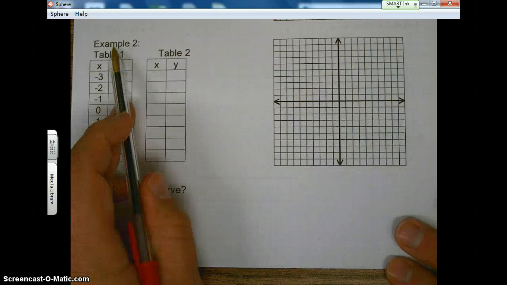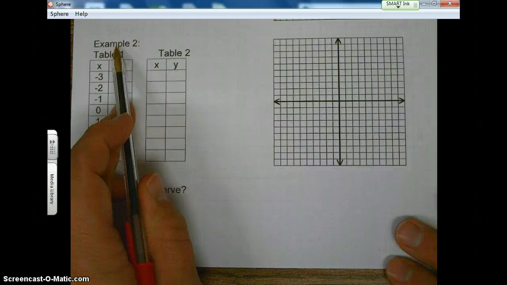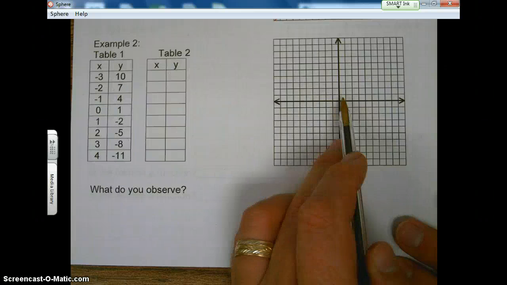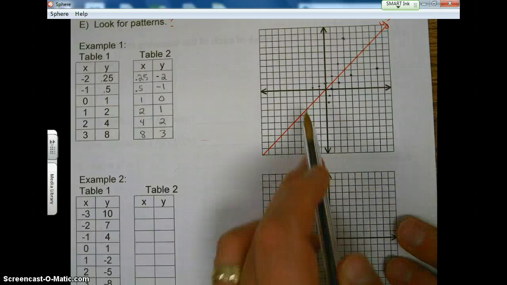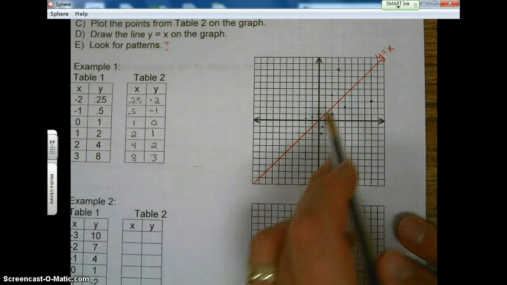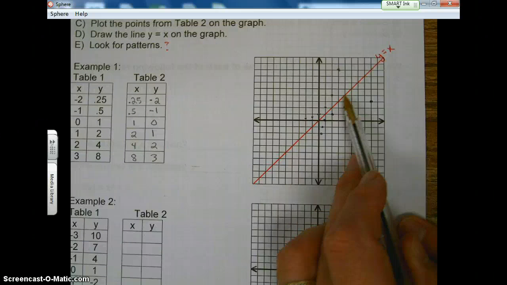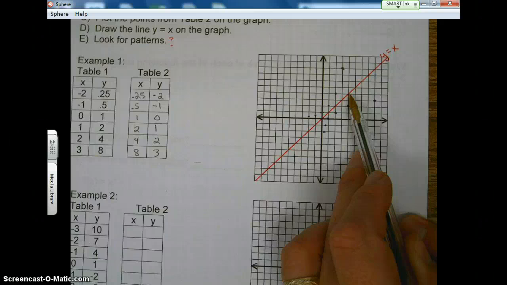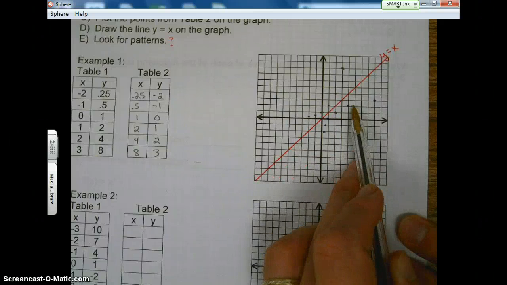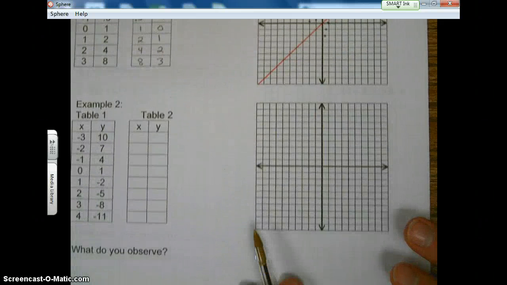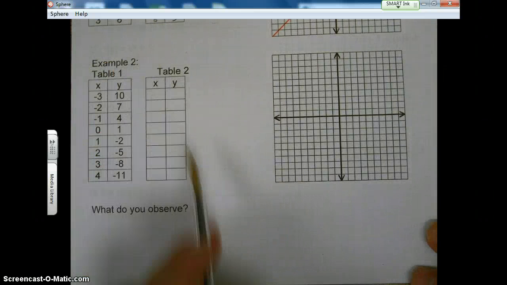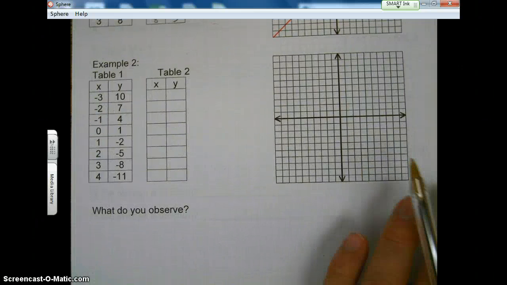Now example 2, same as example 1. Go ahead and stop the video, fill in the table, graph both tables, and the line y equals x. And hint, what do we call this line? What's its relationship to the two functions? So please do example 2, write down any patterns that you observe.